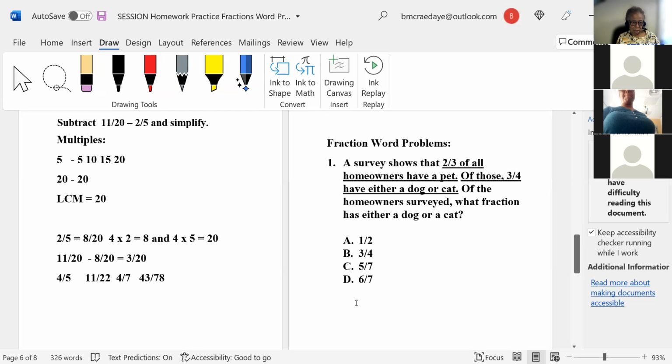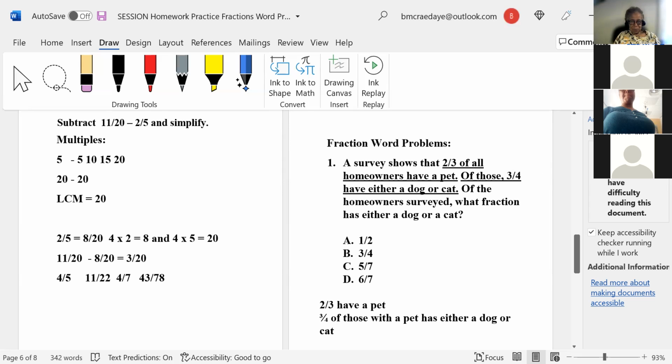So let's see how you would solve that. 2/3 have a pet. 3/4 of those with a pet has either a dog or cat. Now, Mercedes, are you seeing how you solve this?